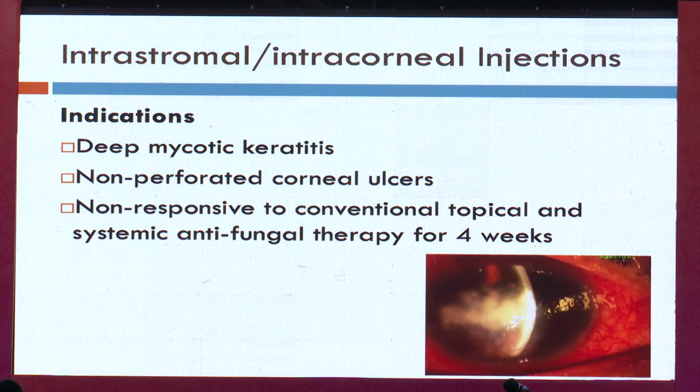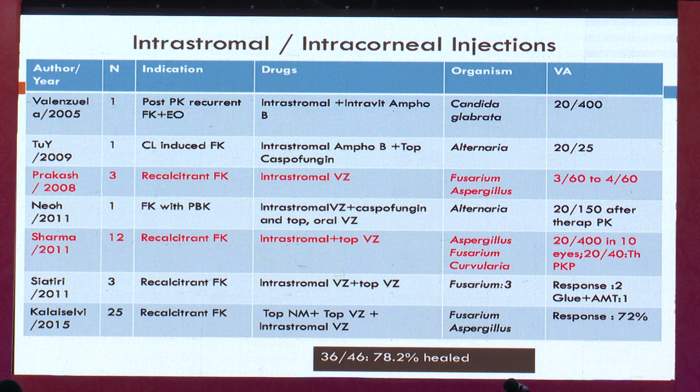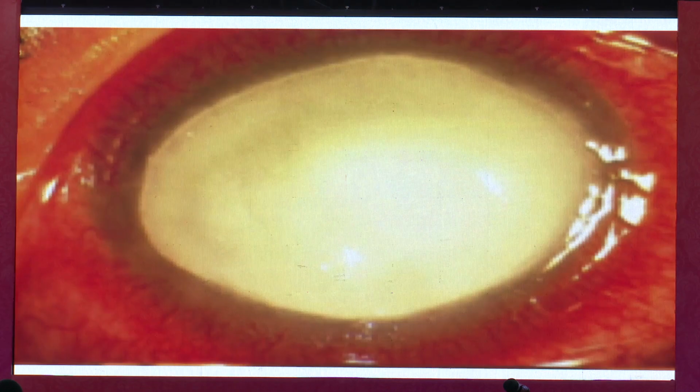Of course, there are adverse events in the form of pain and anterior chamber inflammation, more with amphotericin B than with voriconazole. Intrastromal injections are indicated in cases of deep mycotic keratitis which are not perforated and not responsive to conventional topical and systemic antifungal therapy for 4 weeks. There are enough studies, most of the studies show that it works. If you see all these studies, the healing rate is to the tune of 78%.